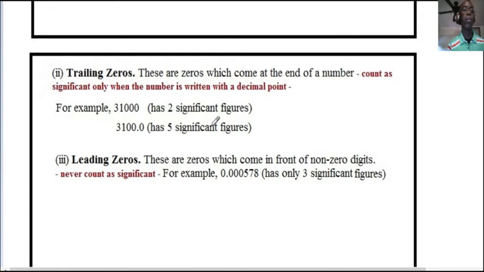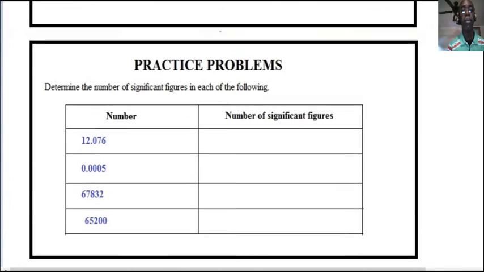And the third type of zeros are the leading zeros. These are zeros which come in front of non-zero digits. They never count as significant figures. They only indicate the position of the decimal point. For example, in the number 0.0000578, the zeros in this number are leading zeros, and must never be counted as significant figures. Only the non-zero digits are significant figures. Therefore, this number has only 3 significant figures. So, these are the rules which you have to know when answering problems on significant figures.